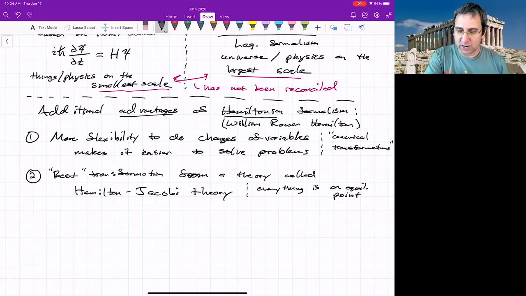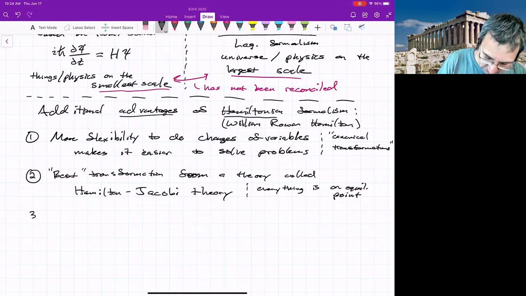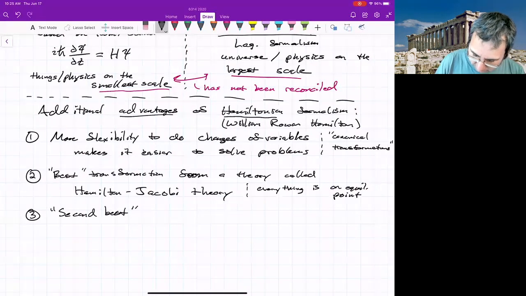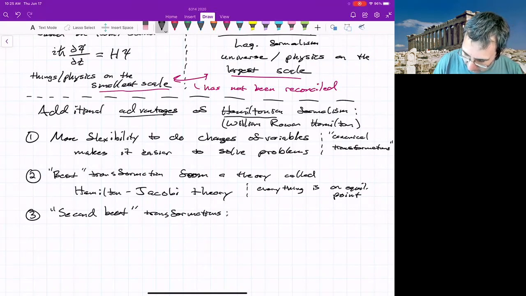So if you could do a change of variables to a new set of equations where everything's an equilibrium point, then in some sense you have solved your problem. So the Hamilton-Jacobi theory is a way to analytically solve Hamiltonian systems. There is a, we might say, second best transformations. And these are called action angle variables.